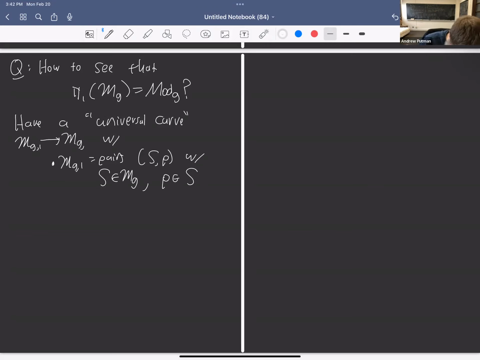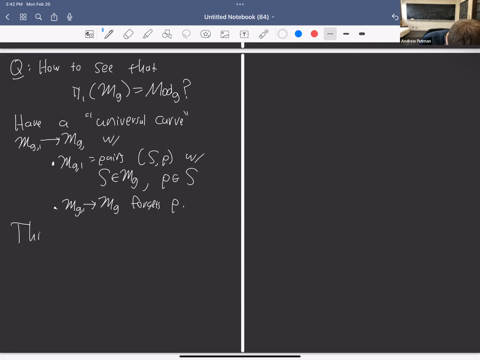So the map from Mg1 to Mg forgets the point P. Okay, you just delete that point P. So we have this map right there. So we're putting above every point inside Mg a copy of that Riemann surface. Okay, and so then this actually forms a fiber bundle.